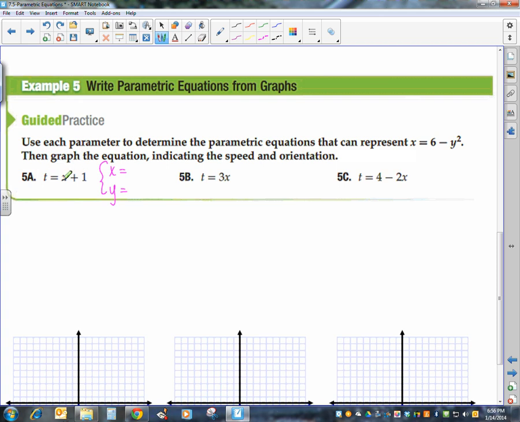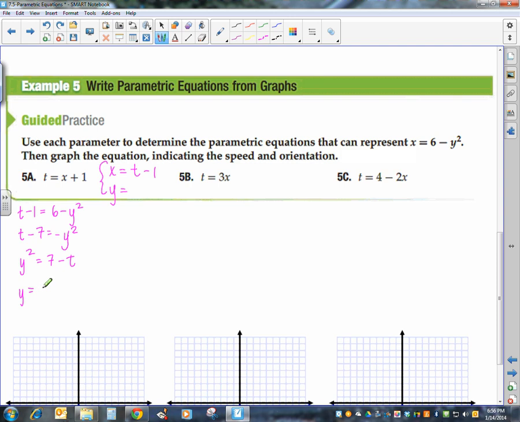So if I take this and solve for x, that of course is just t minus 1, because I'm just taking the 1 to the other side. Now, to figure out what y is, I'm going to put this in for x into that equation. So that gives me x is equal to t minus 1, and that is 6 minus y squared. So I'm going to subtract my 6. T minus 7 equals negative y squared. Whether you flip sides or multiply by negative 1, I'm going to have y squared equals 7 minus t.